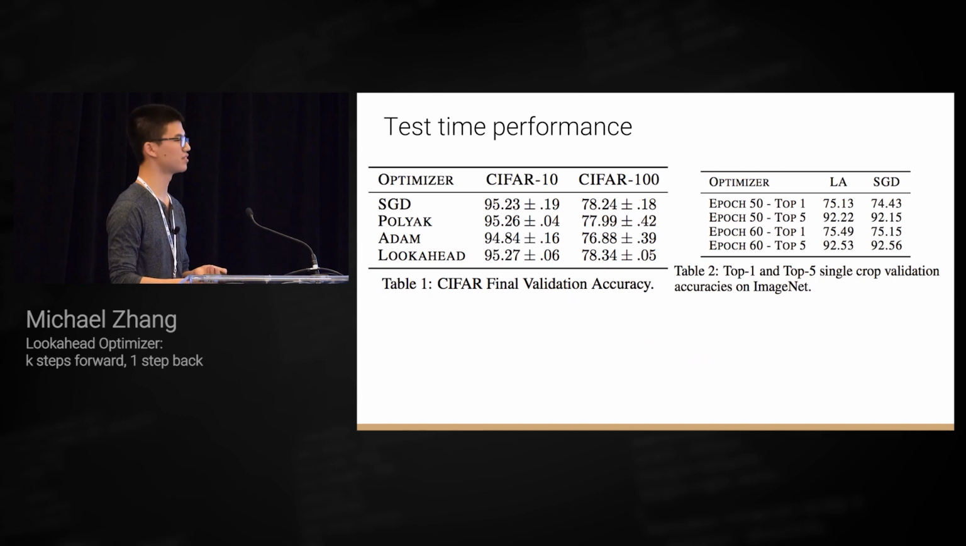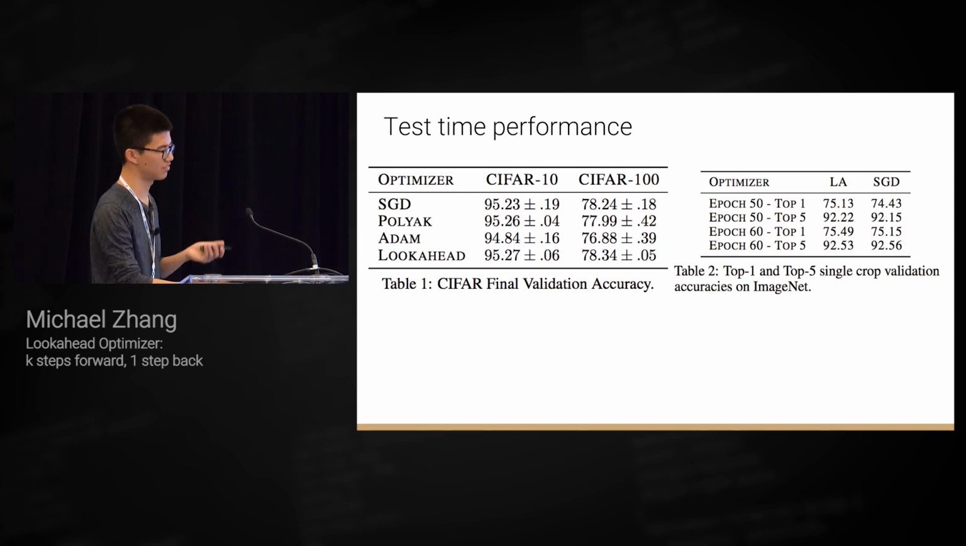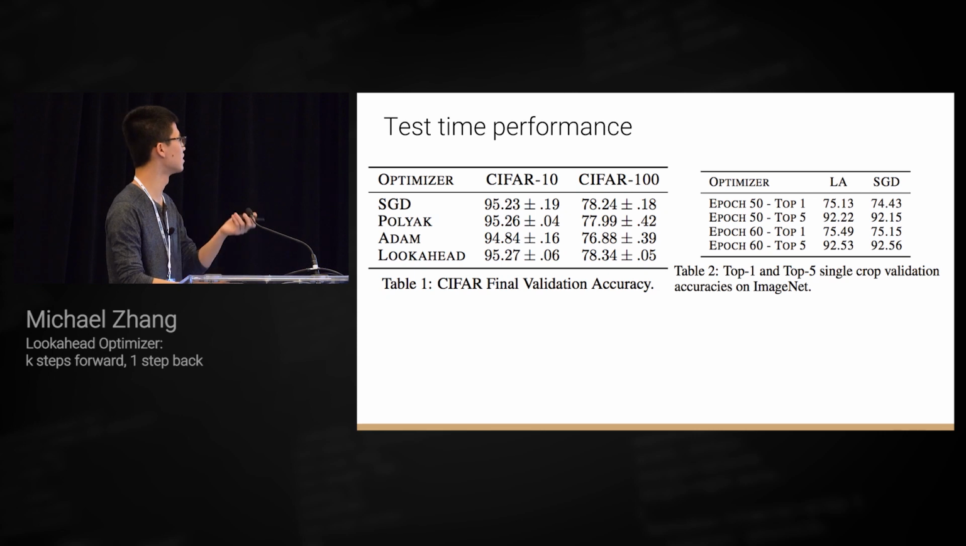And even though in optimization you typically focus on minimizing the training loss, it turns out that for the models we trained, a decrease in training loss is generally correlated with better test or validation accuracy as well. So on the left, you have the CIFAR validation accuracies, and on the right, you have the validation accuracies for ImageNet.